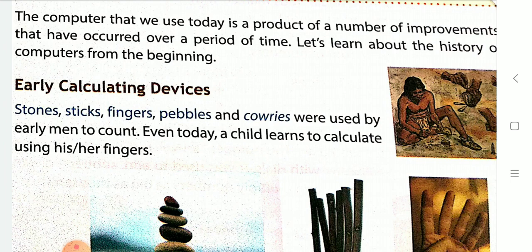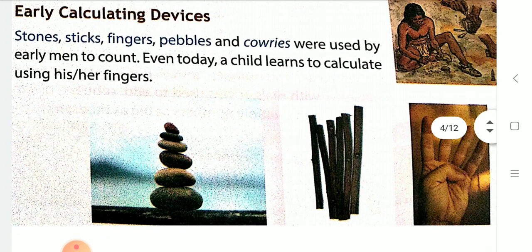Early calculating devices. The first topic is early calculating devices. You all know that stones, sticks, fingers, pebbles and cowries were used by early men to count. Even today a child learns to calculate using her fingers. Nowadays we also use fingers to count any data, any number.